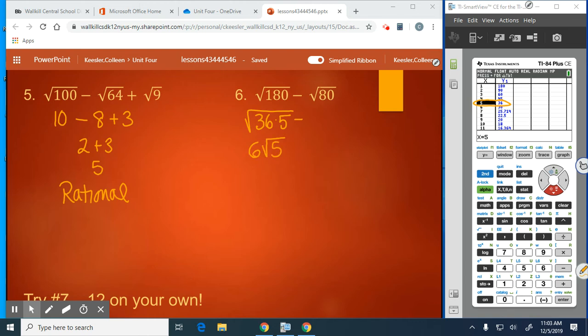Same thing with 80. Now, I know that it's probably going to be something with a 5 because I want a common radical. So I can pull up my table again and just do 80 divided by x. And I match it up with 5, and look at that. Sure enough, 5 is with a perfect square of 16. So that's square root of 16 times 5 under the radical. The square root of 16 is 4, and I'm left with square root 5. 6 minus 4 is 2, and I'm left with the square root of 5. So this, again, is irrational because I'm left with a non-perfect square.